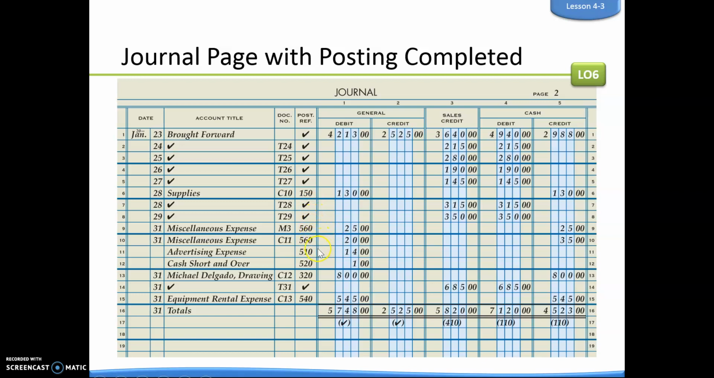Here we're posting individually. Notice that we're not doing anything with these cash amounts over here. We're going to do that as part of the total. And then we come down to the bottom. We don't post the general debit total. We don't post the general credit total, but we do post sales, cash debit, and cash credit. Again, if we didn't do it as a total, you would have to do each one of these individually, and that's just a waste of time when you can do it as part of a total.